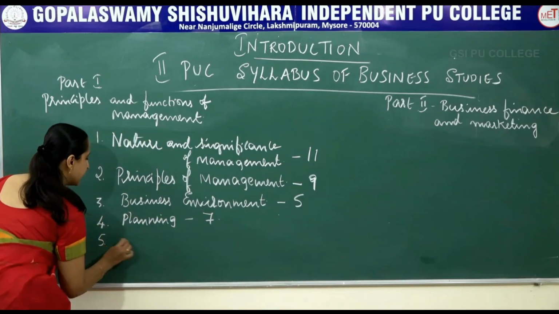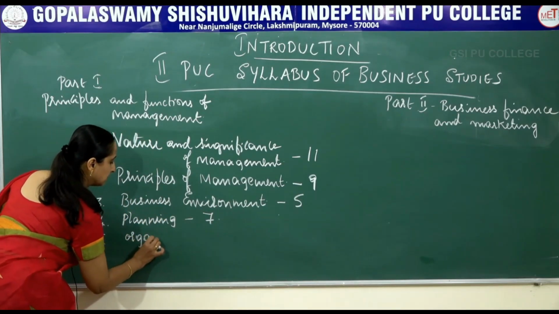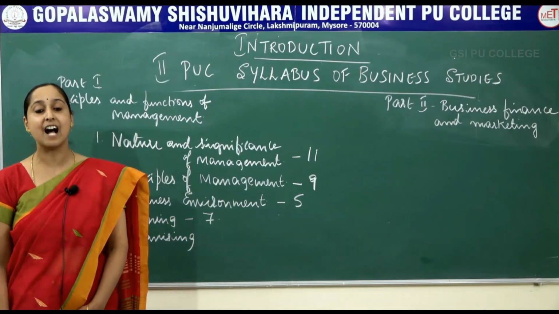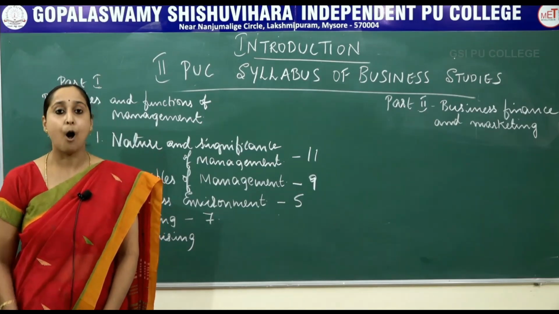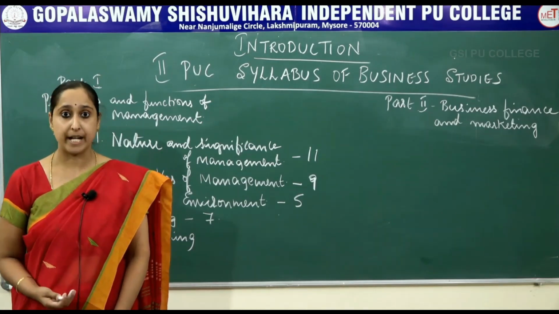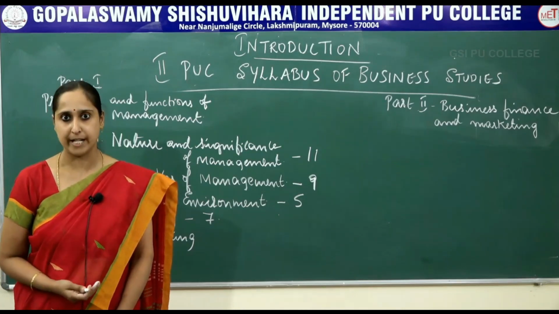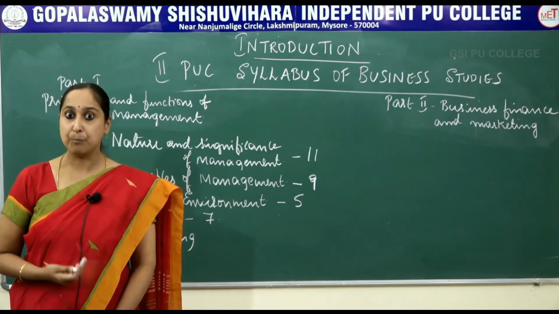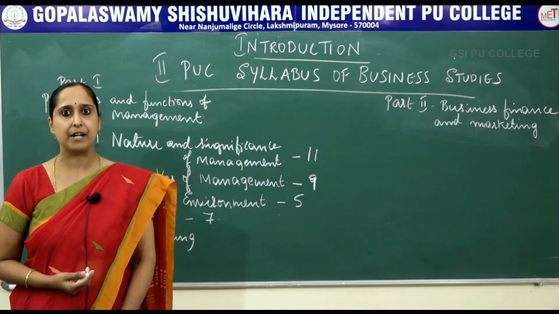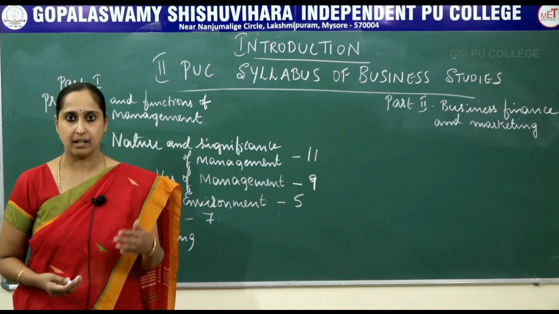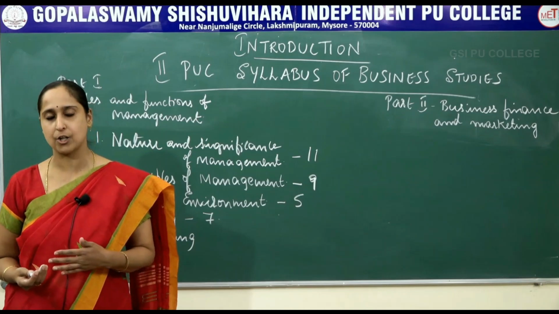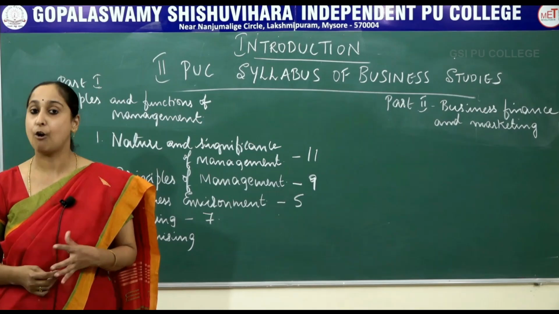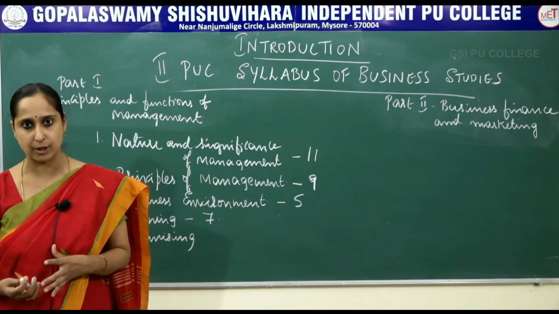Fifth chapter is Organizing. Organizing is assigning the task to the employees. That is, how the task should be done, who will do it and when it should be done. So in organizing we learn about its importance, elements and organization structure, that is functional structure, divisional structure, and we also learn about the types of organization, that is formal organization and informal organization.